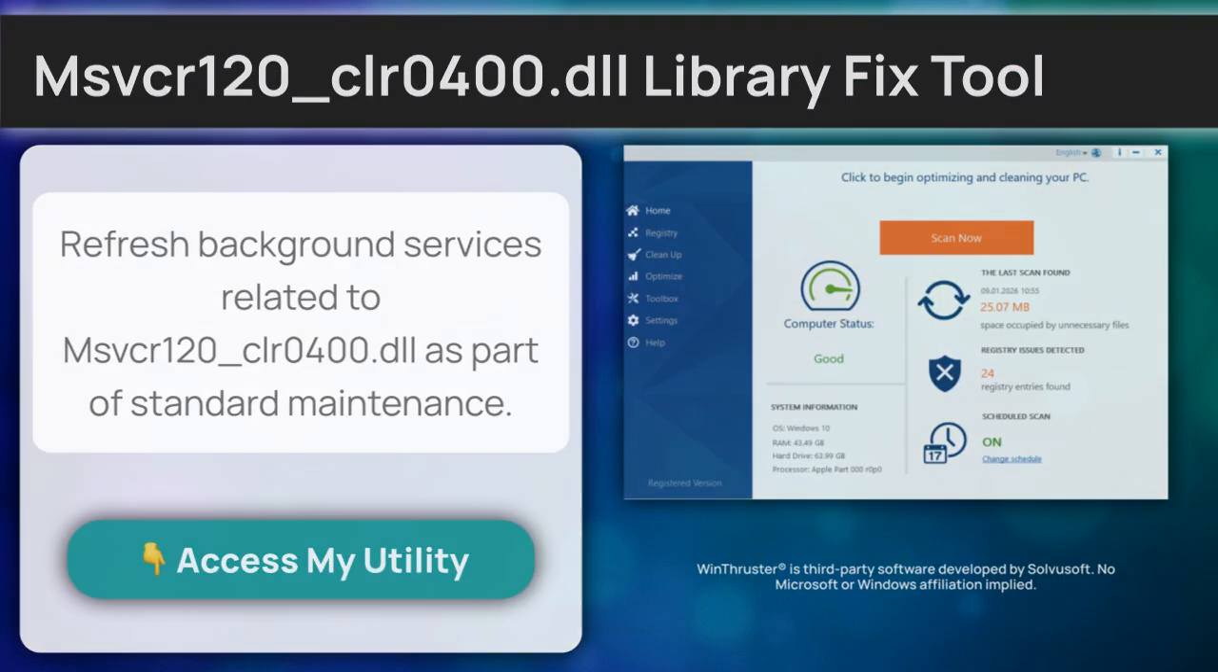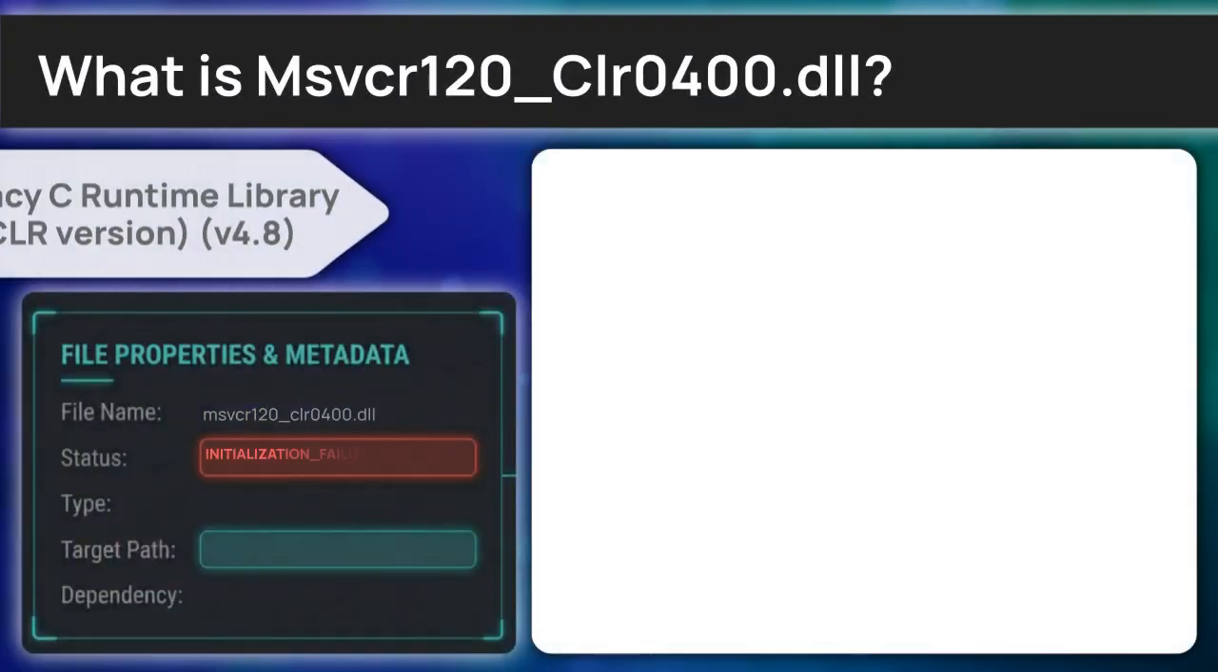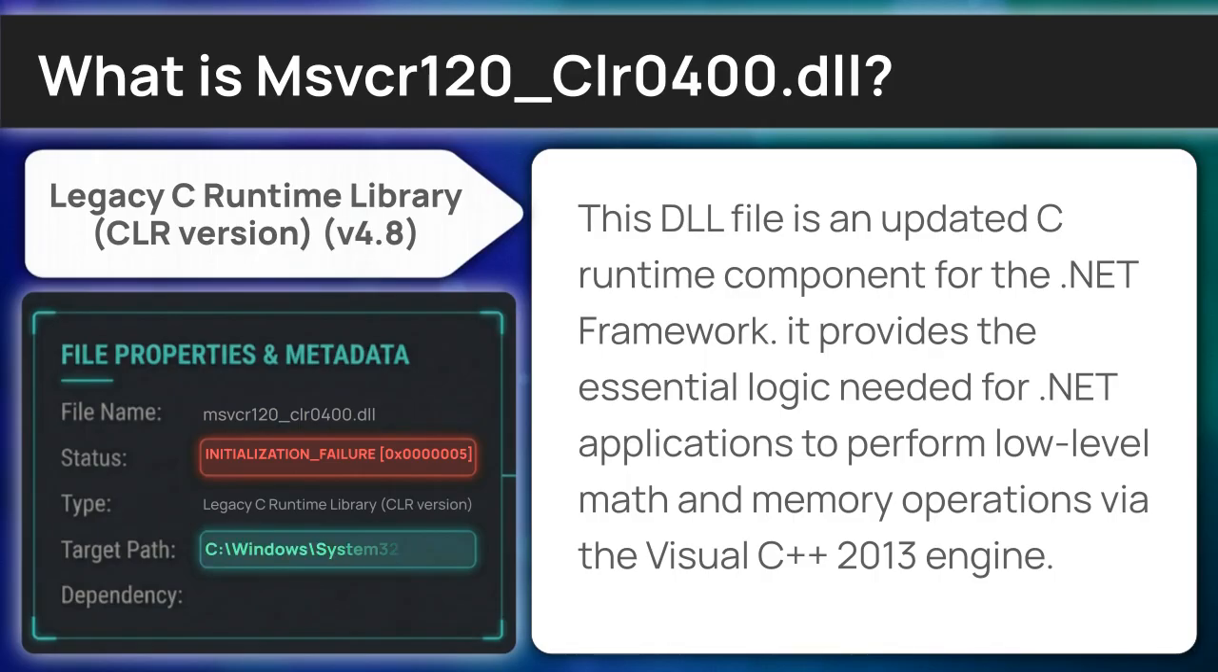This DLL file is an updated C Runtime component for the .NET framework. It provides the essential logic needed for .NET applications to perform low-level math and memory operations via the Visual C++ 2013 engine. Now let's apply the fix by reinstalling the shared system library.